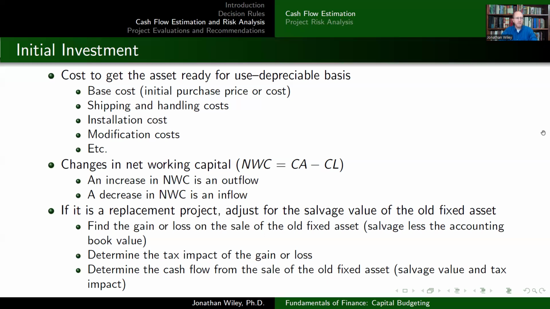So ultimately, at time zero, what you're going to have is the total cost to get the asset ready for use. Any changes in net working capital, we need to reflect that. And if it's a replacement project, we need to account for the sale of that old equipment and look at that salvage value, look at what the tax impact is, and put salvage and tax impact together to figure out the ultimate cash flow associated with the sale of that old asset. And that's how you would calculate that year zero cash flow, or your initial investment in this kind of capital budgeting analysis.